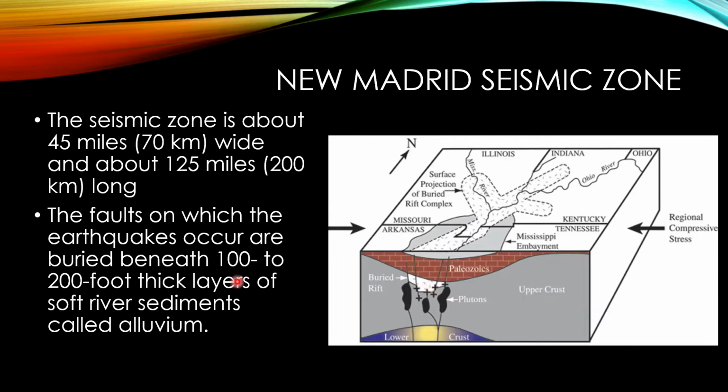So the faults on which the earthquakes occur here are buried beneath 100 to 200 feet thick layers of soft river sediments called alluvium. So we actually can't see them at the surface, and that makes them harder to observe and harder to track. So it leaves a lot of unknown questions, and that's why we have multiple hypotheses to try and explain this question.